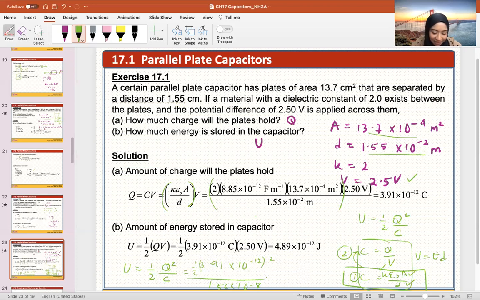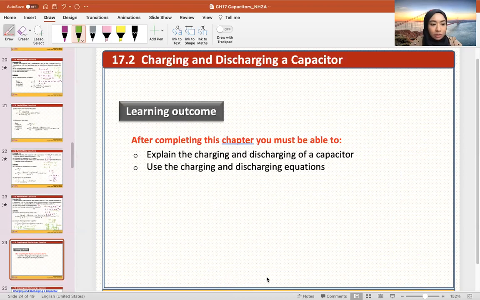I got syntax error. Malas nak kira? Okay, pandai lah korang. 1 over 2 QV or equal to 1 over 2 Q squared over C. I hope it gets you the right answer. The same answer. Eh? It should be, because it's the same equation actually.